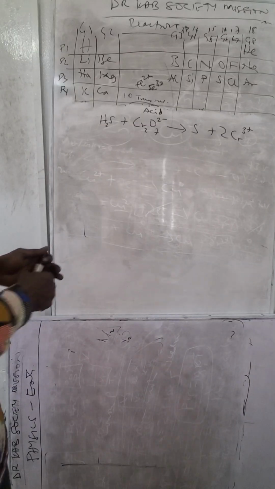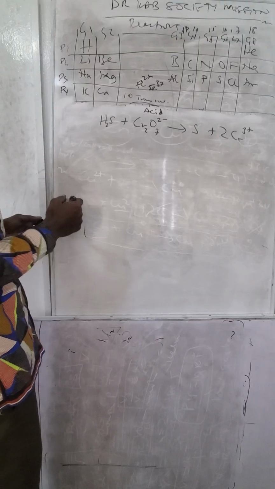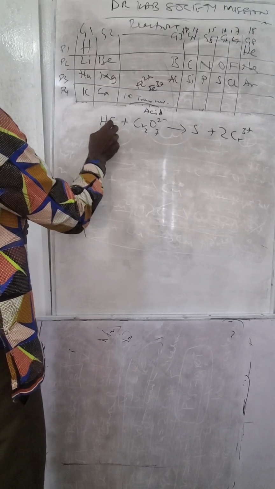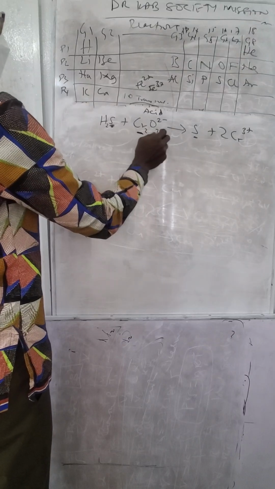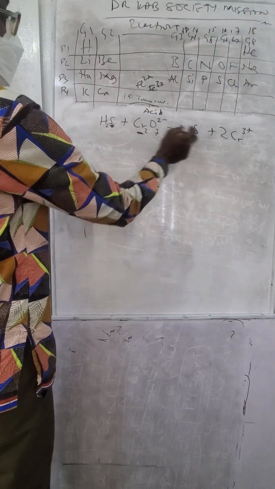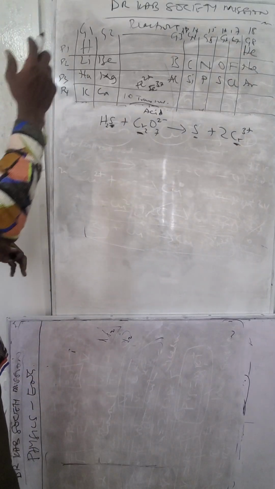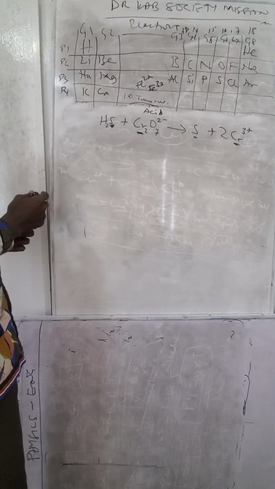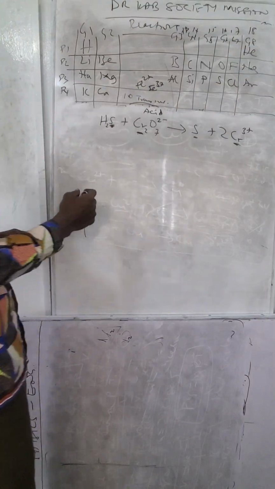Now let's see how we can balance this one. So we are going to balance this redox reaction. It is a redox reaction because the charge of sulfur here is not the same as there, and the chromium here is not the same as the chromium there. Since the charges are not the same, we are dealing with a redox reaction. And the question says we should do this reaction in an acidic medium.